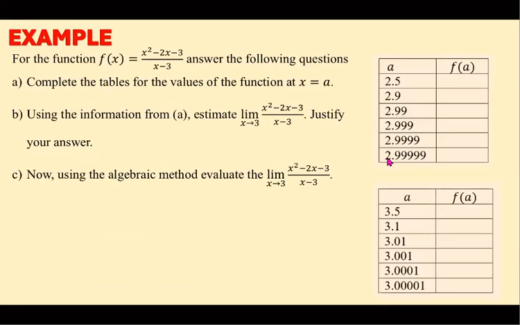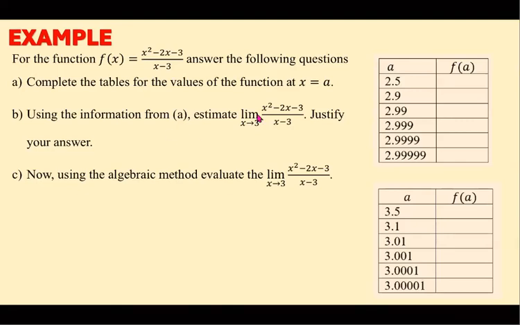Okay, here we have, for the function f of x equal to x squared minus 2x minus 3 over x minus 3, answer the following questions. So the first thing we want to do is complete the table of values of the function at x equal to a. We have two little tables given here, and we need to complete that.